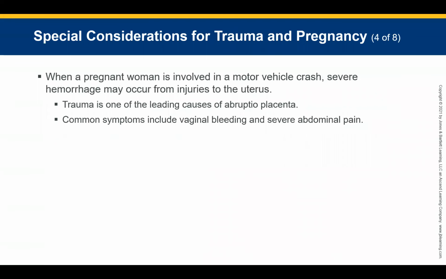When a pregnant woman is involved in a motor vehicle crash with a similar violent mechanism of injury, severe hemorrhaging may result from injury to the pregnant uterus. Trauma is one of the leading causes of an abruptio placenta. You should suspect abruptio placenta when the MOI is blunt trauma to the abdomen and the patient's signs and symptoms suggest shock. Common symptoms include vaginal bleeding and severe abdominal pain.